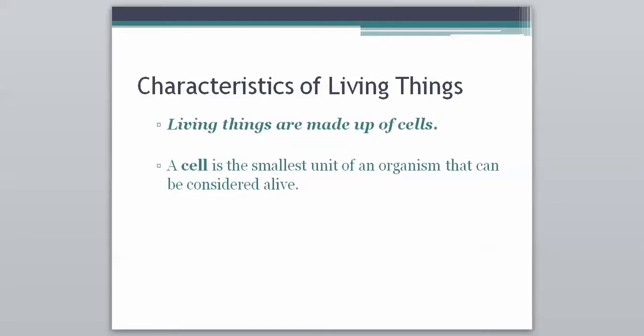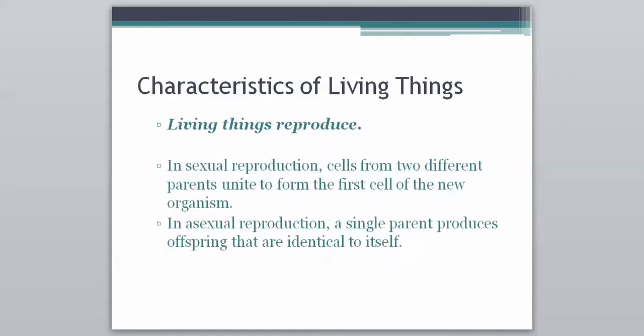So the first one, living things are made up of cells. Since you guys are new to biology, that's probably a new term for you, but a cell is the smallest unit of an organism that can be considered alive. This is actually what our next chapter is going to be on, studying the cell. So in order to be alive, you must be made up of cells.